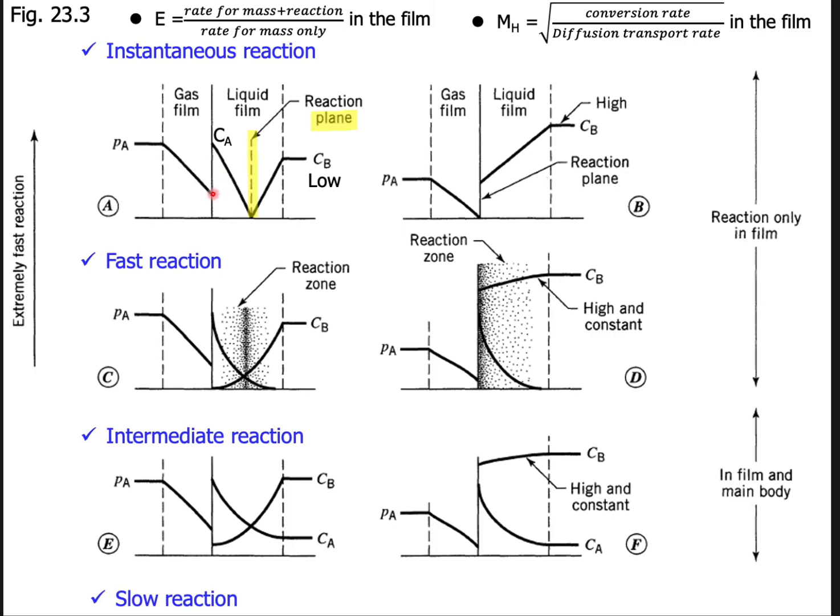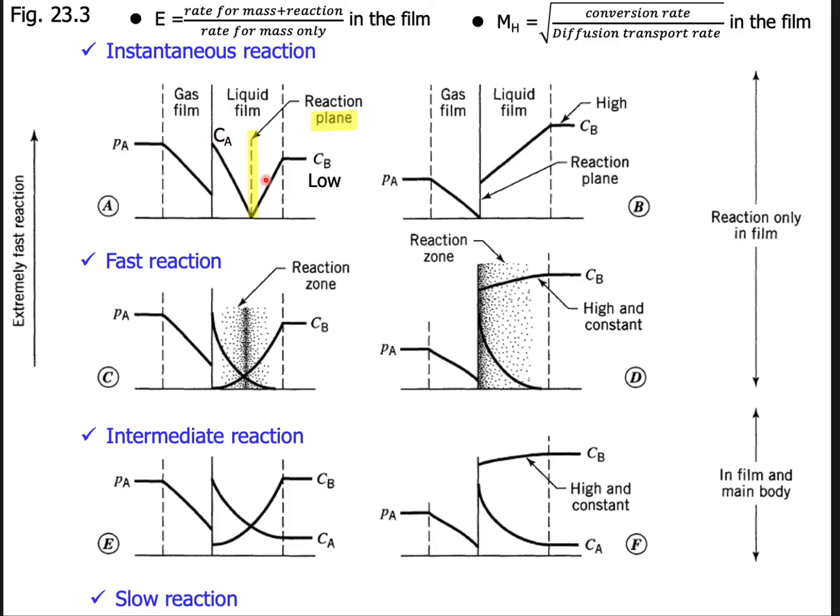CAI is larger than PI. No. The unit for the vertical axis is different. Here it is the partial pressure, but for this one it is concentration. So the vertical axis unit is different. As I mentioned, as long as you know PA, you can calculate the CA.